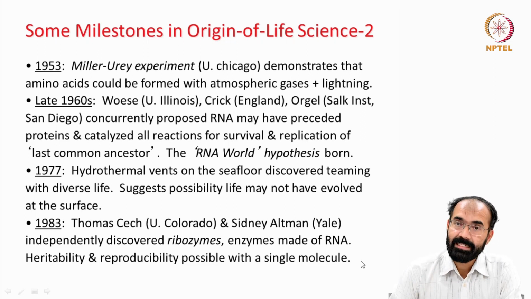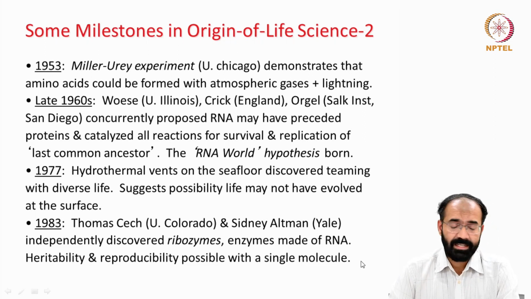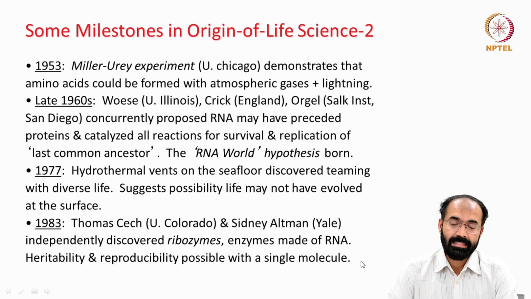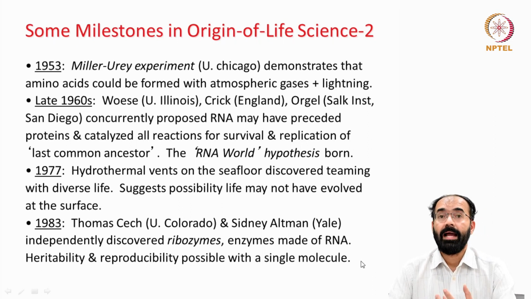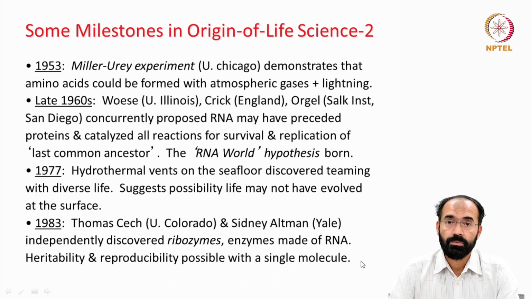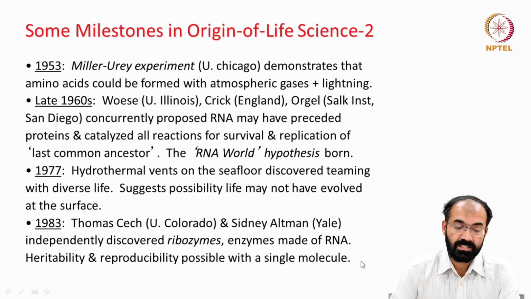And in the late 1960s, famous scientists Woese at the University of Illinois, Crick in England, and Orgel at the Salk Institute in San Diego concurrently proposed that RNA may have preceded proteins and catalyzed RNA and also various other biological functions, and could have also given rise to the last common ancestor which Darwin proposed. In short form it is called the last universal common ancestor, abbreviated as LUCA, L-U-C-A. And from that time onwards, the RNA hypothesis was born.